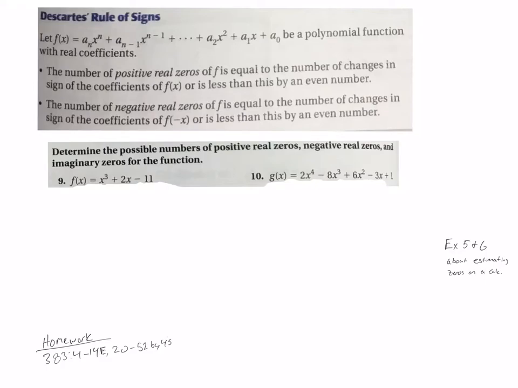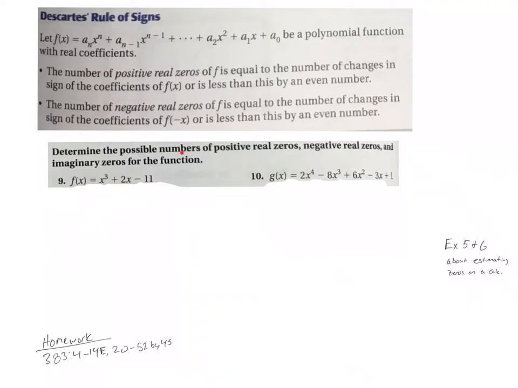Alright, this is Descartes' rule of signs. It says let f of x equal this function. This is just a generic way of saying some polynomial. Be a polynomial with real coefficients. The number of positive real zeros of f of x is equal to the number of changes in the signs of the coefficients of f of x, or is less than this by an even number. And the negatives is the same scenario if you plug in negative x.